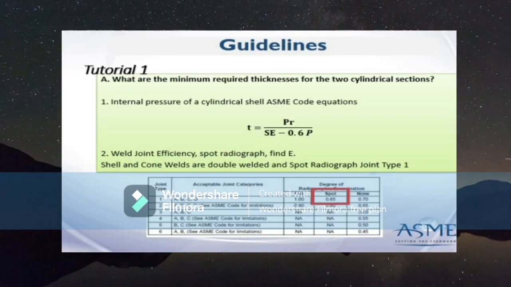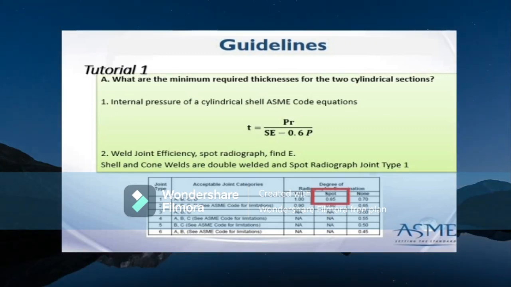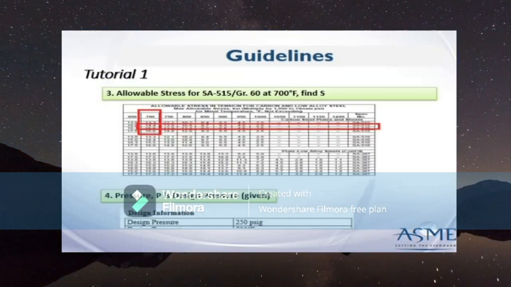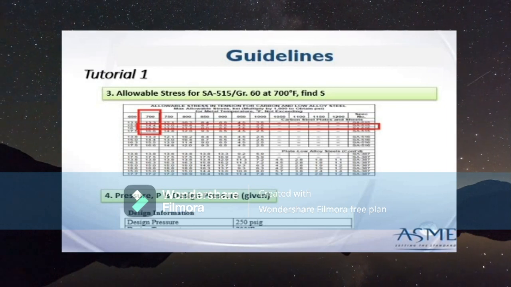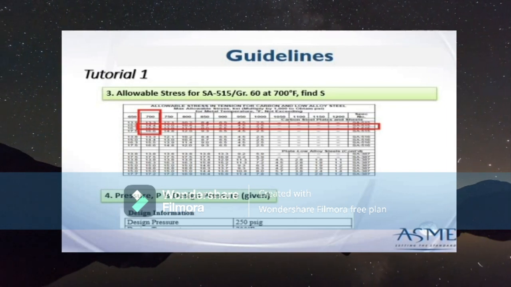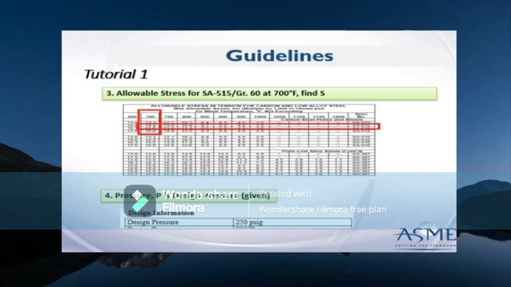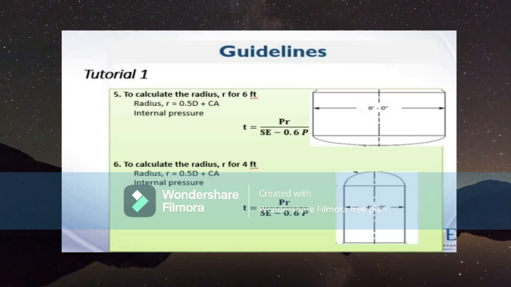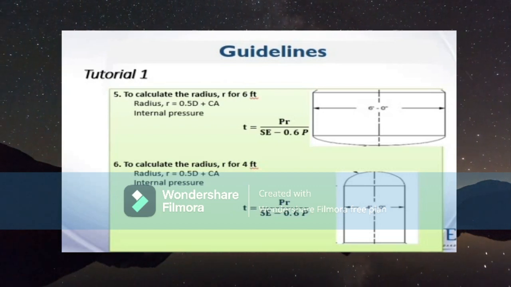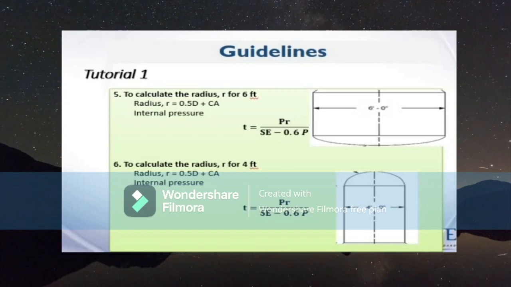2. Shell and cone welds are double welded and spot radiographed, joint type 1. Since the welds are spot radiographed, E equals 0.85 from maximum weld joint efficiency. Pressure, P is given as 250 psig. Stress equals 14,400 psi for SA515 Gr60 at 700 degrees Fahrenheit.